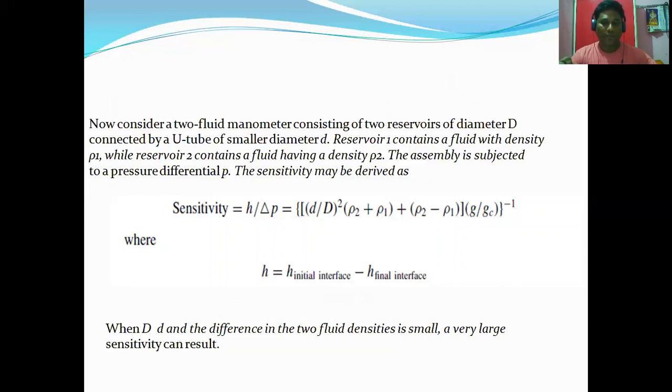That is called H is equal to H initial interface minus H final interface, when capital D is greater than small d. Okay. Here capital D is greater than small d. Okay.